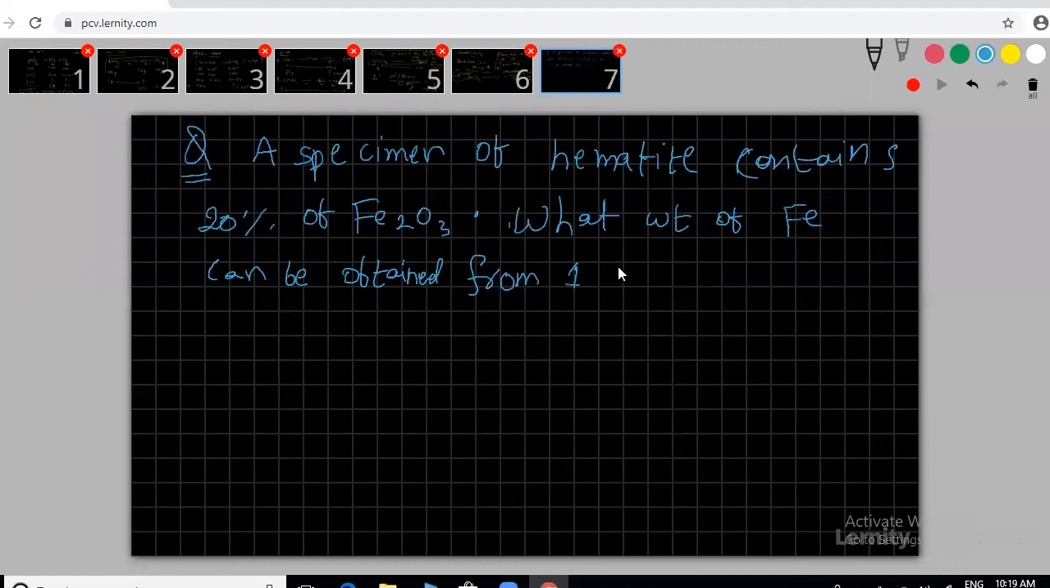1 ton meaning you know that one. How many grams or kg can you find? 1 ton of hematite. You can give the answer in terms of ton only. In terms of ton, you can give the answer.